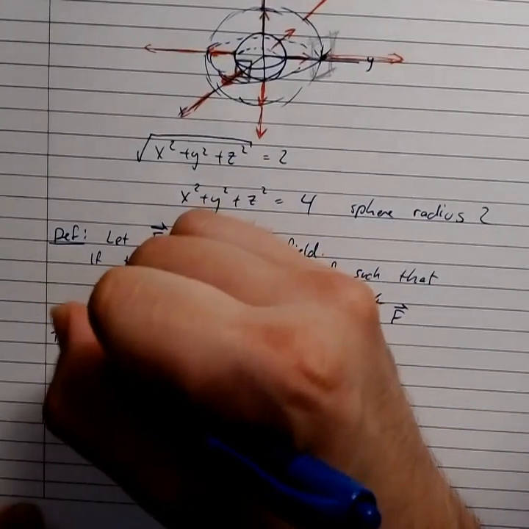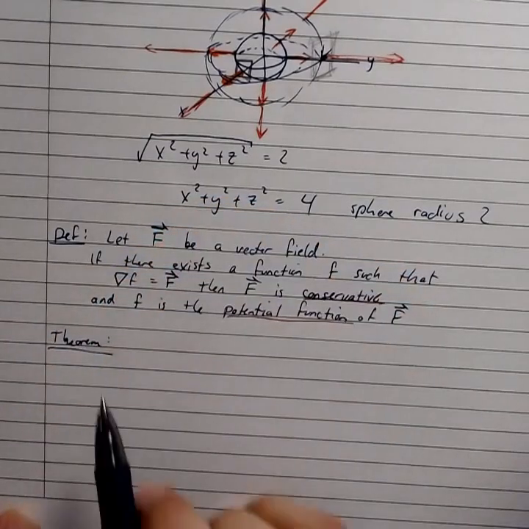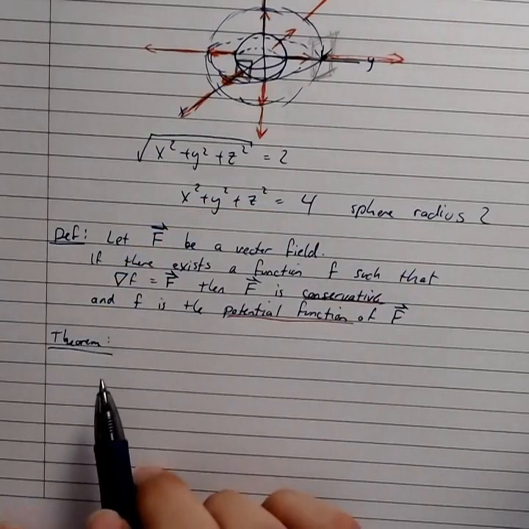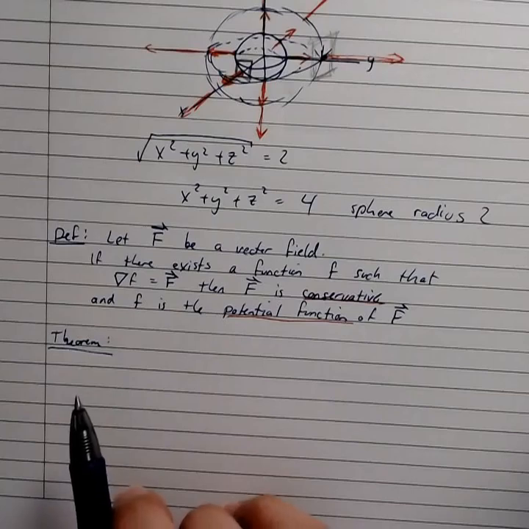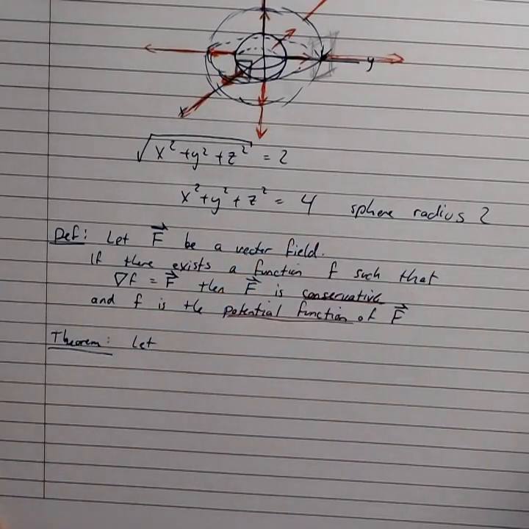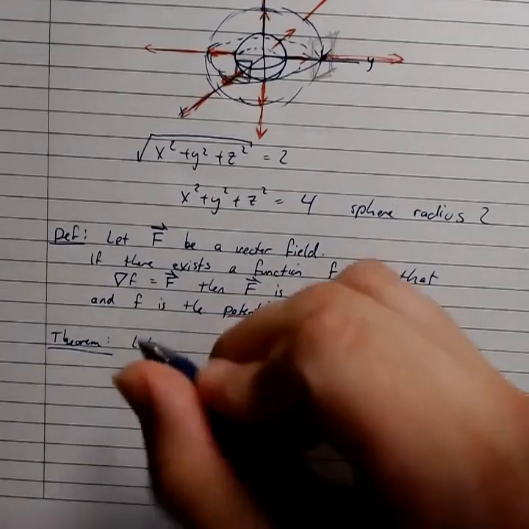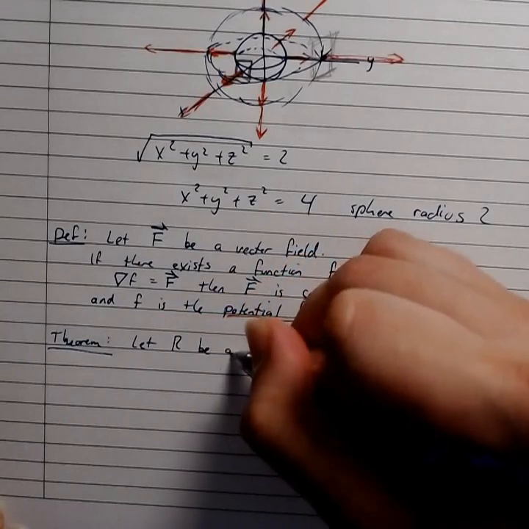This brings us to a theorem. As much as it pains me to say so, we're not going to prove this theorem just yet. The proof of this theorem requires something called Green's theorem, which we won't see until much later in the chapter. So here we're simply going to state this. Well, I suppose we should start with a region. So let R be an open disk.